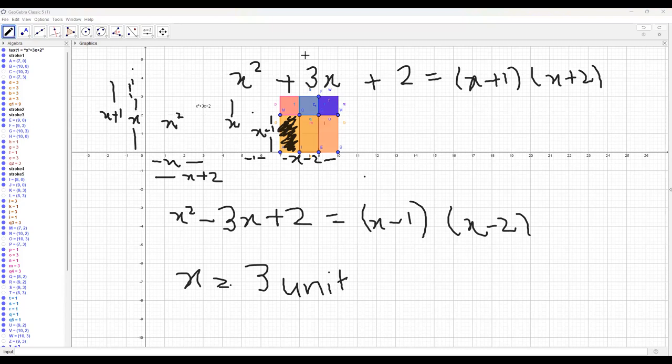Ma'am, please, this x squared minus 3x plus 2, please repeat. Again, ma'am, please. Just disconnected, poor network. Okay sir, I'll quickly explain. Quickly, just recall. Okay, sir. For x squared minus 3x plus 2, okay. Just undo, undo, madam. Undo. Okay, okay, undo. Okay.